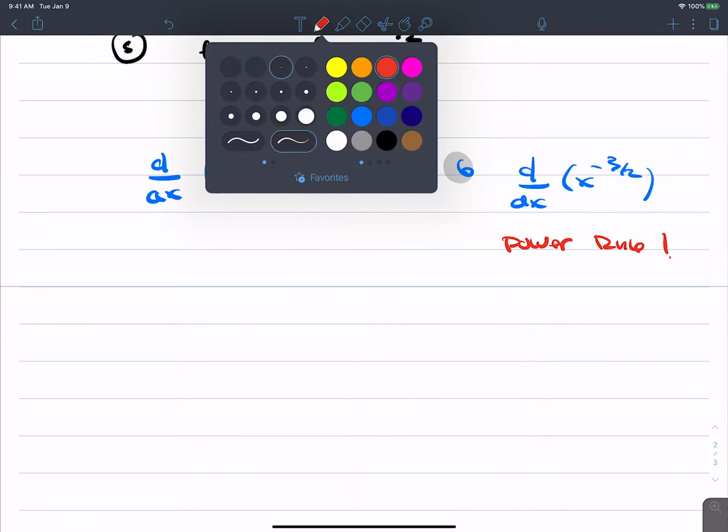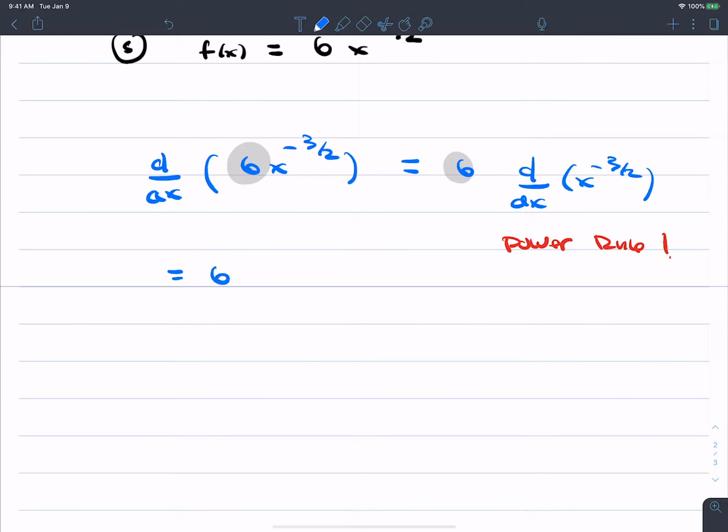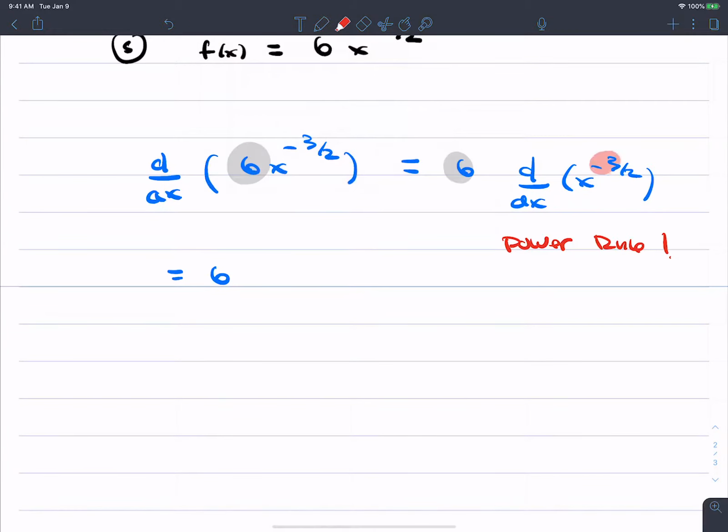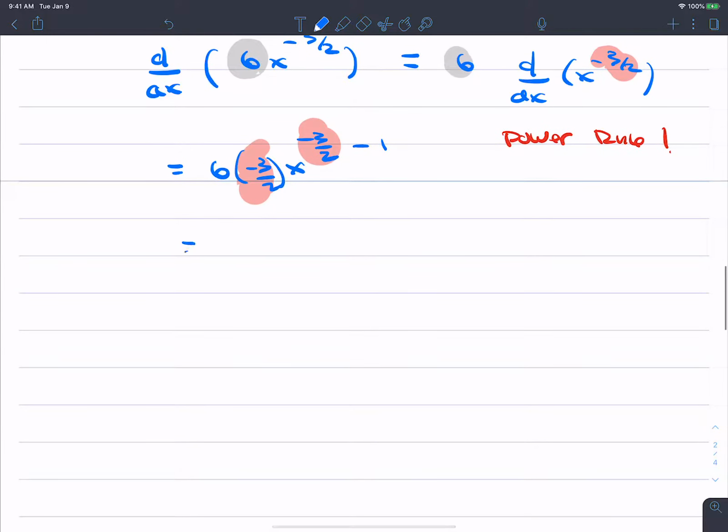And by power rule, we get 6. What's the power now? You get negative 3/2. X to the, what's the power? Negative 3/2 minus 1. So that's negative 3/2, negative 3/2 minus 1. So this is 6 times negative 3/2 x to the, let's keep it clean here, okay?